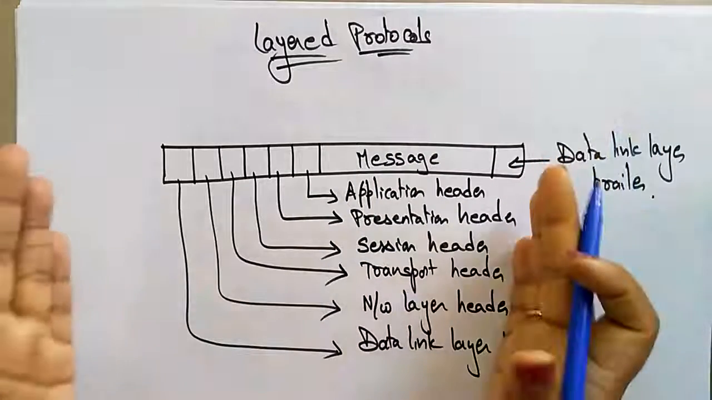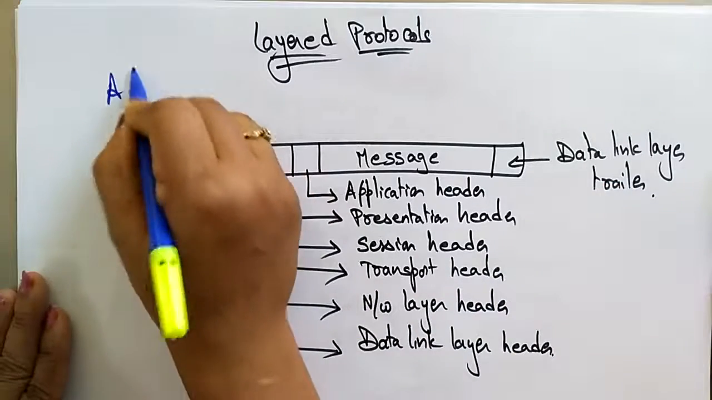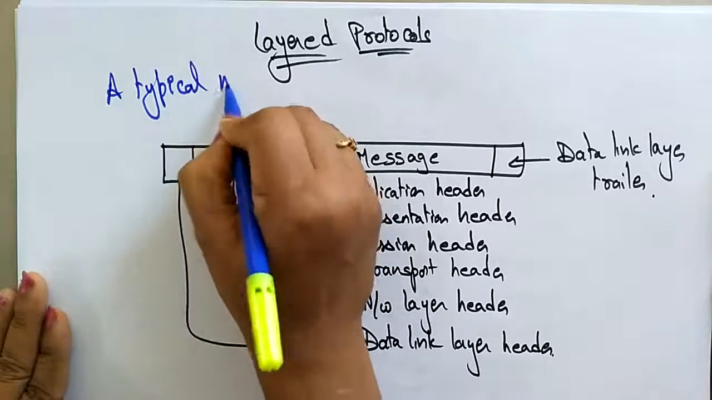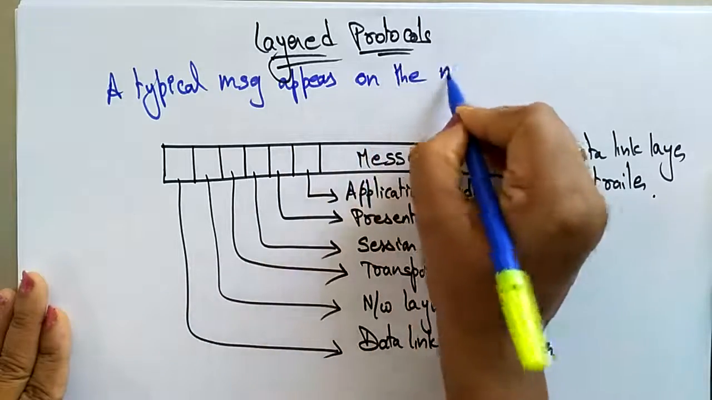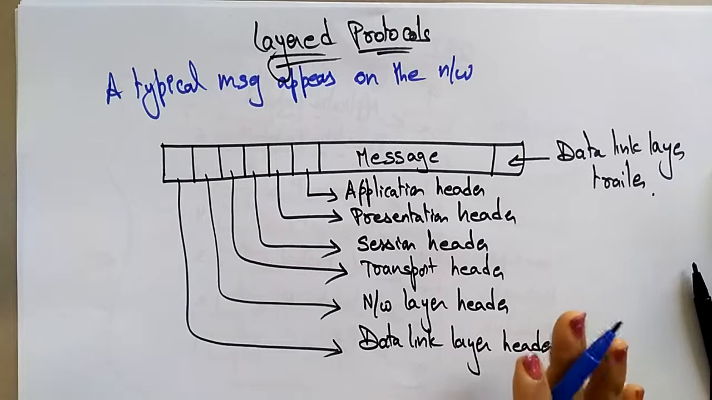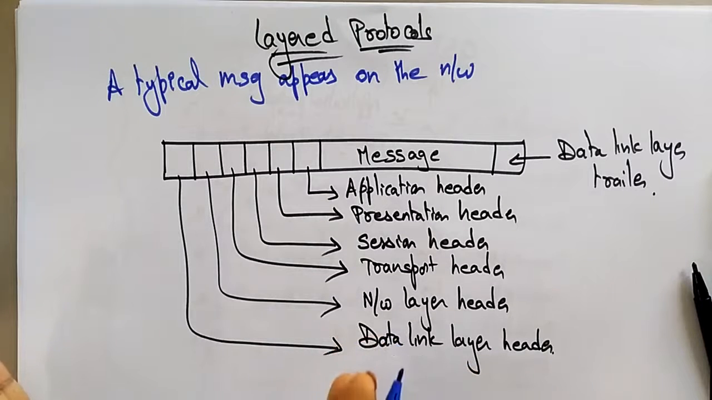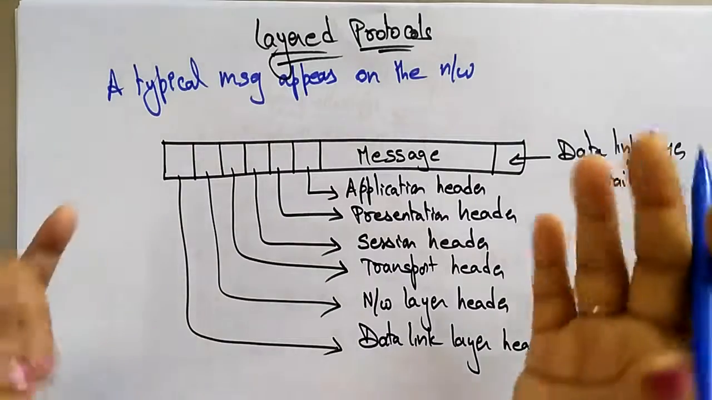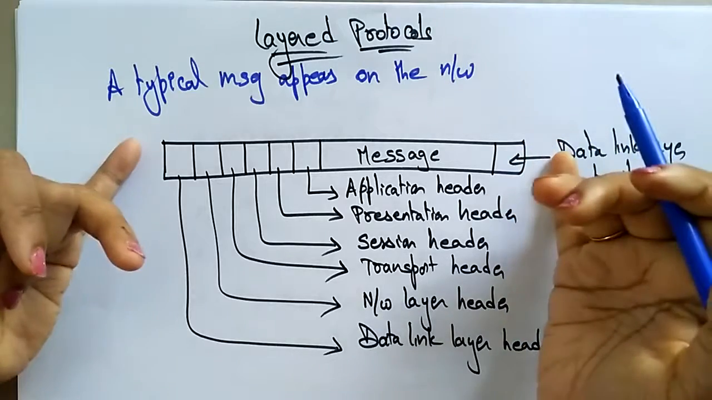The layered protocol has a general structure: a typical message as it appears on the network. Whenever you are working on a system and you want to send a mail to any person, it will be passed over a network. So a message, with whatever layered protocol is present, will look like this. This is a typical message as it appears on the network.